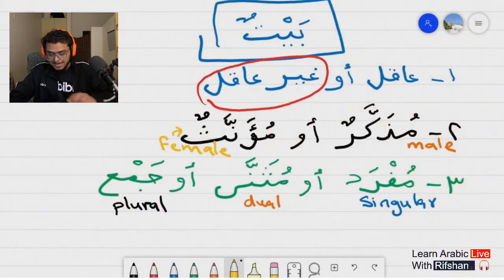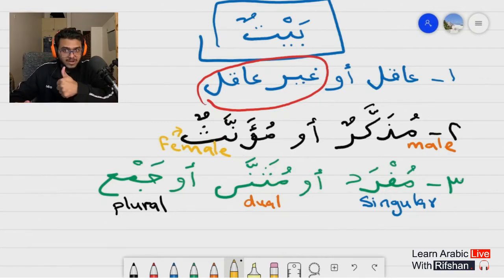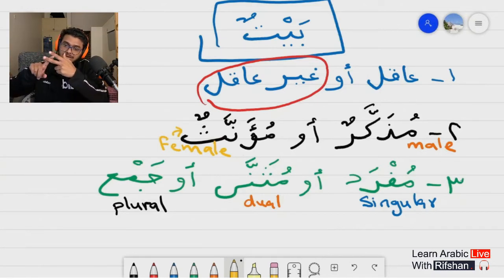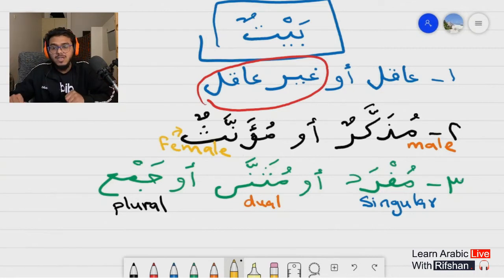Mufrad, singular, muthanna, dual, jam. This is basically referred to as al-adad. The first question was to check if it was aqil or ghayru aqil. The next one we are checking if it's mudhakkar or muannath, male or female. The third one we are checking if it's mufrad, singular, muthanna, dual, or jam, three or more. So if I say baytun, baytun means a house. What does a house indicate? Just one house, right? So baytun is mufrad.